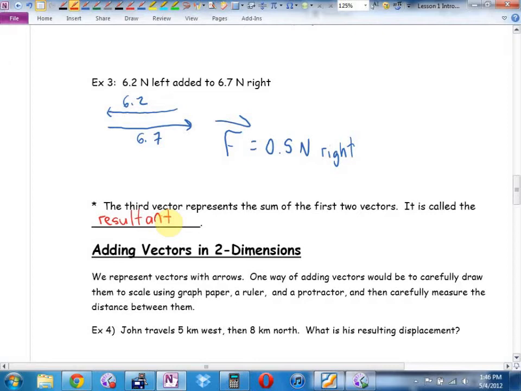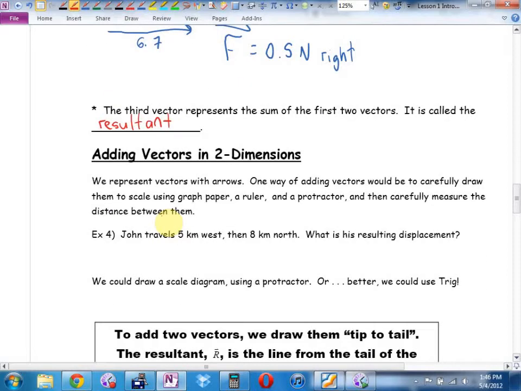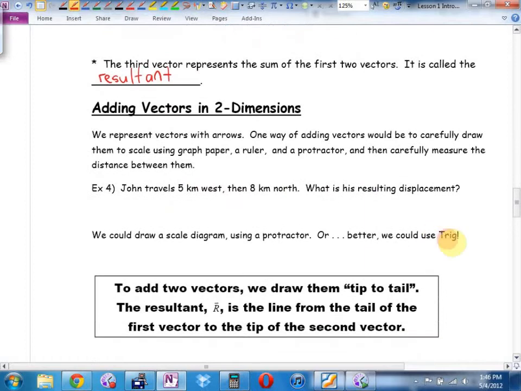Now, Sean, here's the new stuff. The nerdy stuff. Adding vectors in 2 dimensions. Well, we represent vectors with arrows, and one way of adding vectors would be to very carefully draw them to scale using graph paper, a ruler, and a protractor, and then carefully measure the distance between them on the graph paper and take our protractor and find the angle, what degrees north, south, east, or west of what. Ugh. So here's the question we want to ask. If John travels 5 kilometers west and then 8 kilometers north, what's his resulting displacement? We could draw it, or better yet, we could use trig.